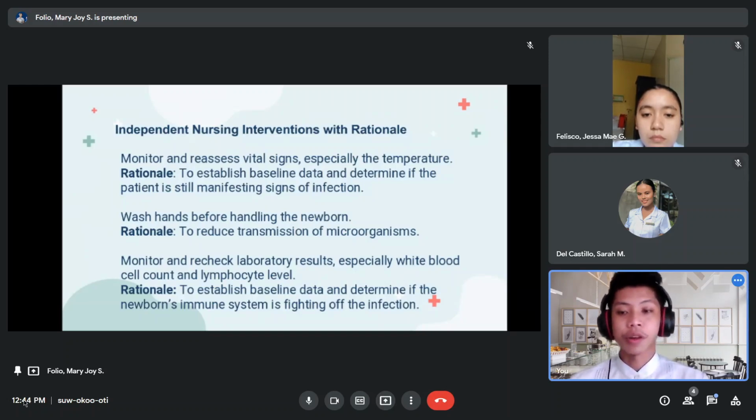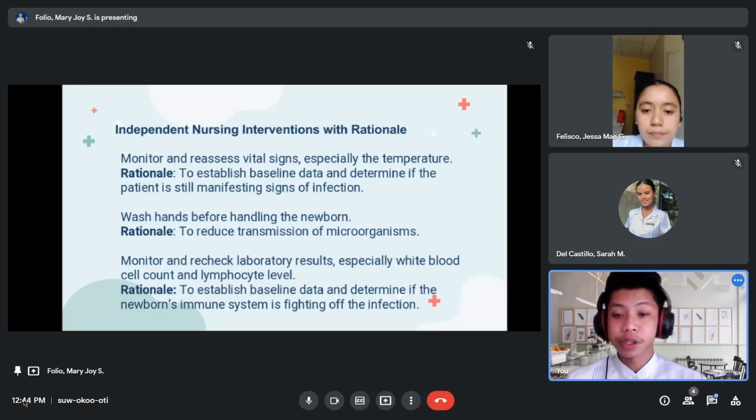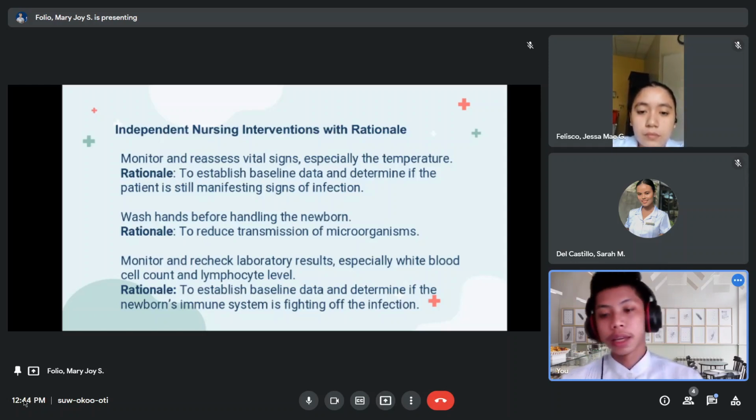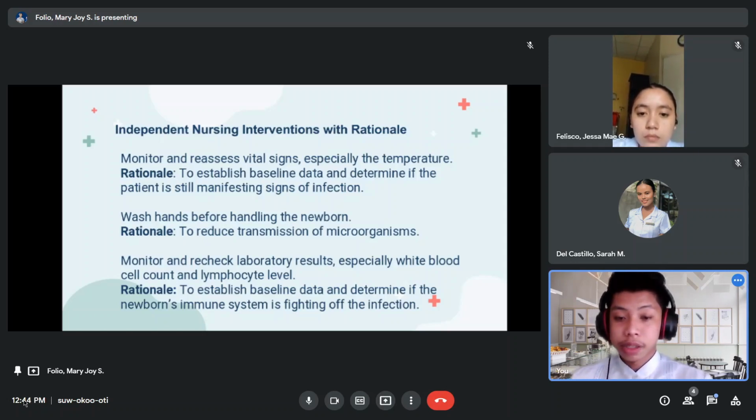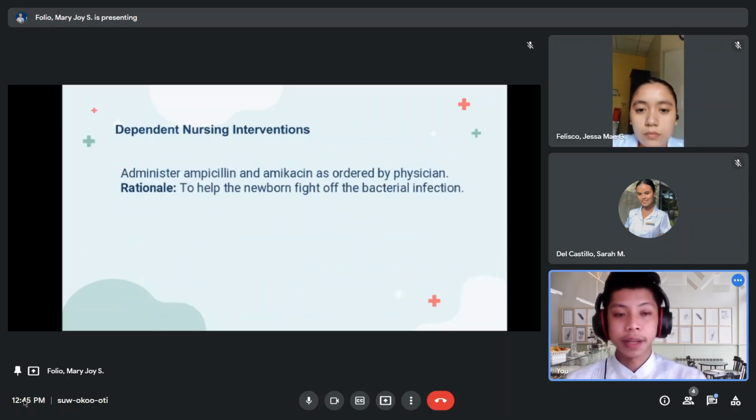high body temperature. Next, as healthcare providers, we need to wash hands or disinfect before handling the newborn, or perform hand hygiene. This is to reduce transmission of microorganisms from our body to the baby and vice versa. Next, we also need to monitor and recheck laboratory results, especially white blood cell count and lymphocyte level. This is also to establish baseline data and determine if the newborn's immune system is still fighting off the infection. Okay, so next slide please.